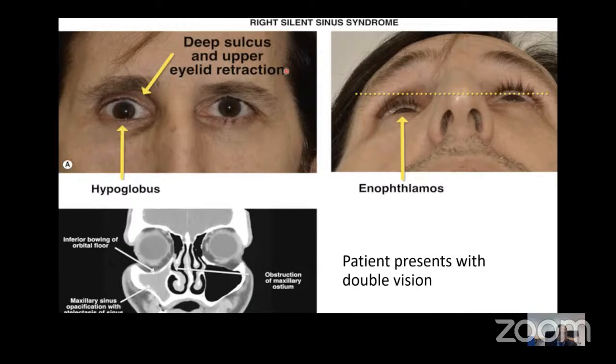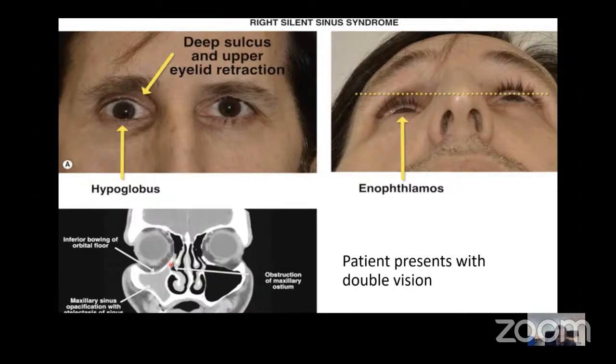Now, here is another patient who presents with double vision, and when we examine him, we see that the right eye is slightly more sunken. There is some lid retraction. There is enophthalmos, and when we concentrate on the coronal view of the CT scan, we see that the right maxillary sinus is more hypoplastic than the left. It is atelectatic, and there is indrawing of the lateral wall and the inferior orbital wall. Medially, we can see the uncinate process is very atelectatic. It is very indrawn. It's almost touching the orbital wall.